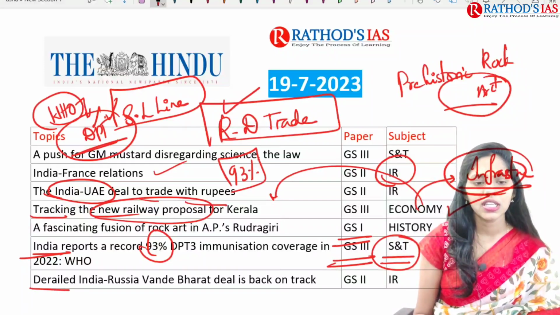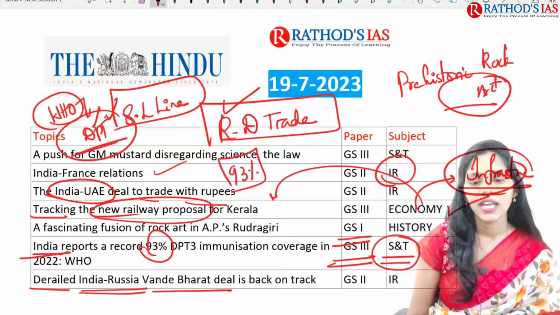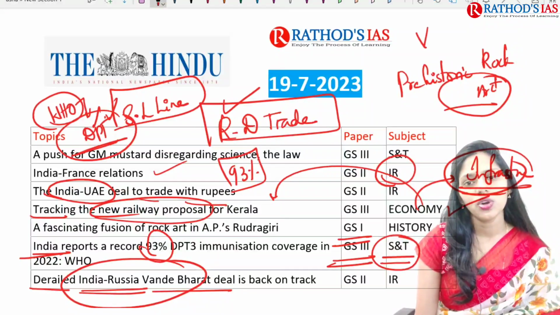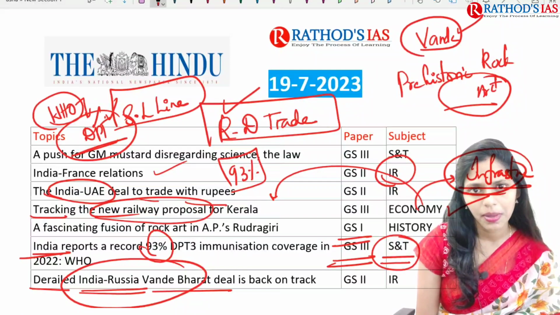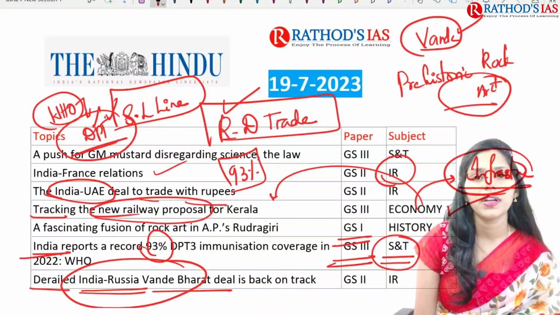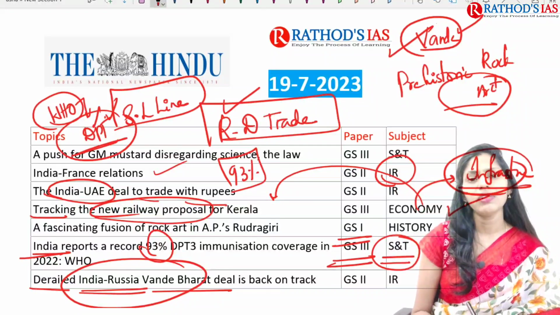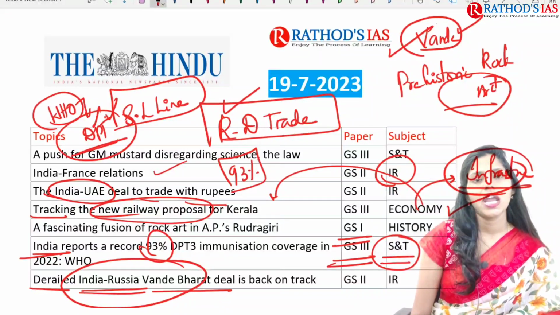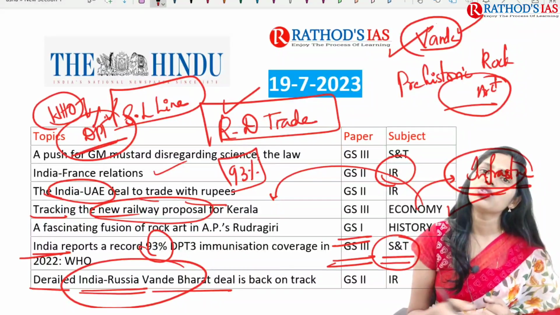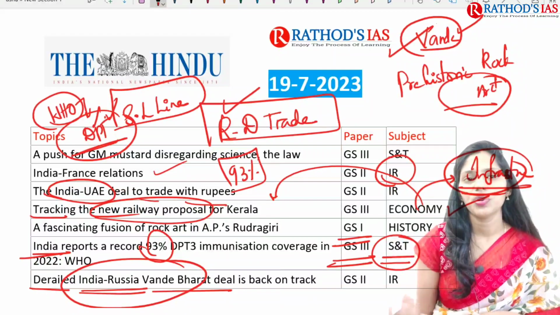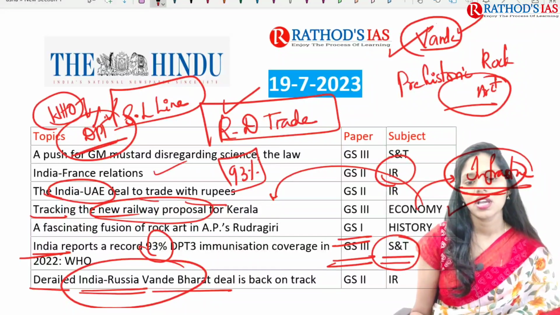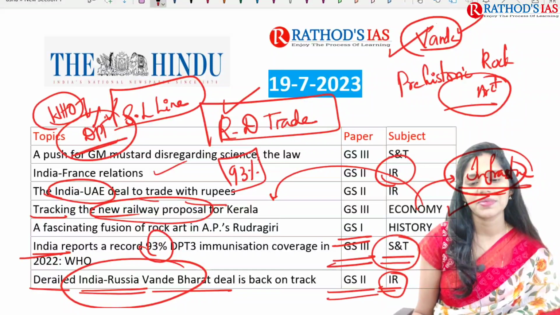And the next topic is the derailed India-Russia Vande Bharat deal back on track. This article is talking about the India-Russia deal. Do you know about Vande Bharat? Yes, you might know about it. It is a fast train network in India, and our Prime Minister inaugurated these Vande Bharat trains in a number of areas. Actually, 3 months ago we had a deal with Russia regarding the development of Vande Bharat, but because of some issues it had been stopped, and again we are on track now. So we are going to have Russian help for the development of these Vande Bharat trains. This topic is important from your international relations, which comes in GS paper 2.